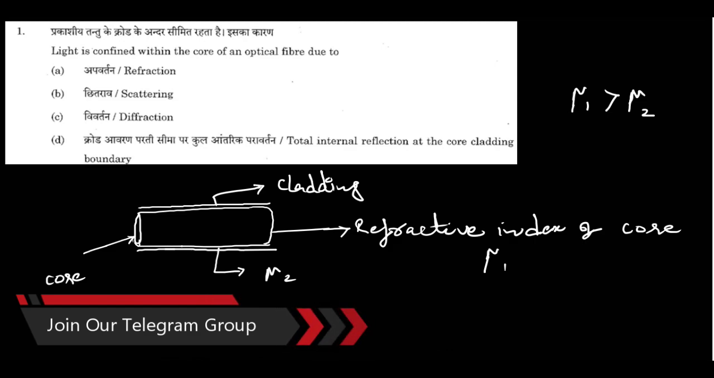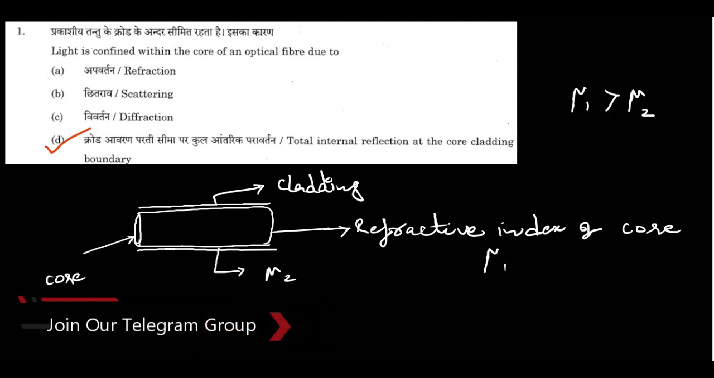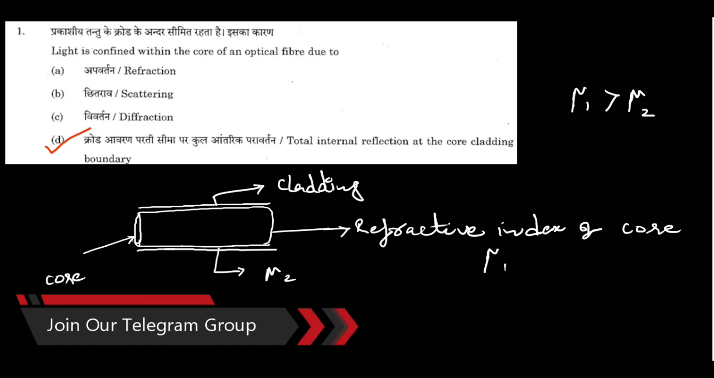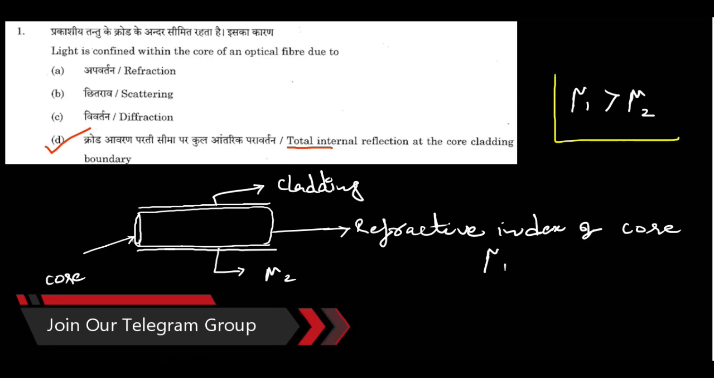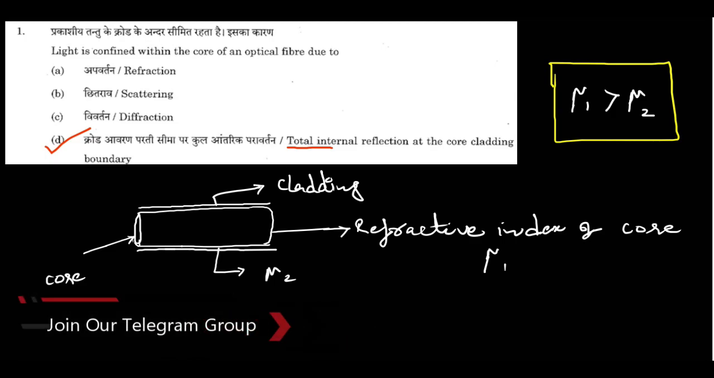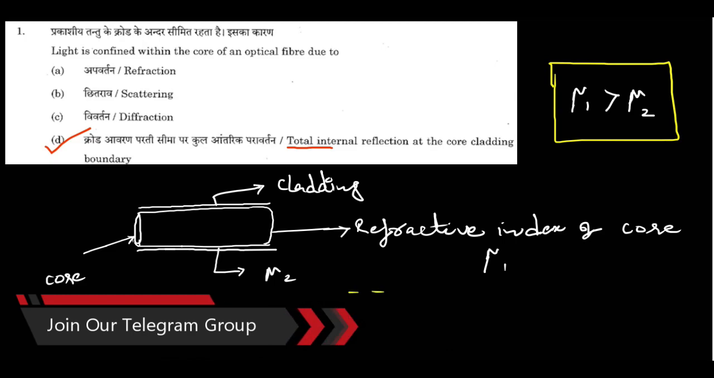So the answer is option D, total internal reflection at the core and cladding. They can give internal reflection also, so you have to take care of the words total internal reflection. This you don't forget, that the refractive index of the core has to be higher than the refractive index of the cladding. That is how you always remember it.